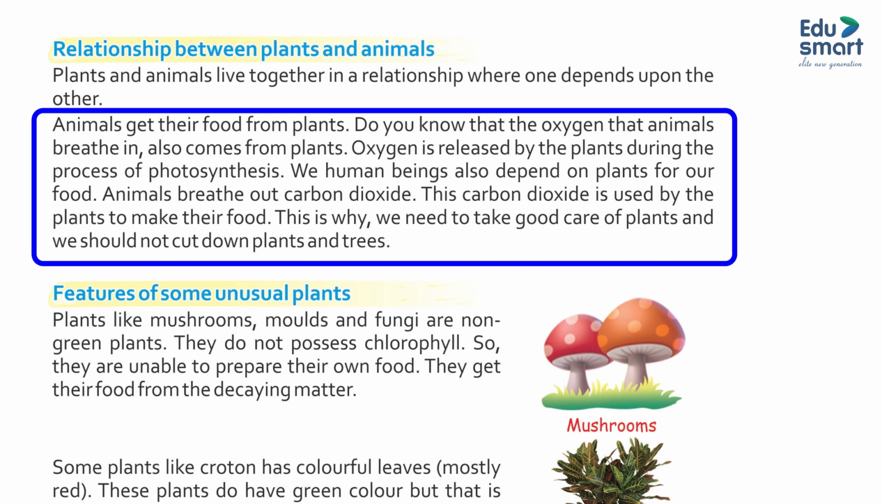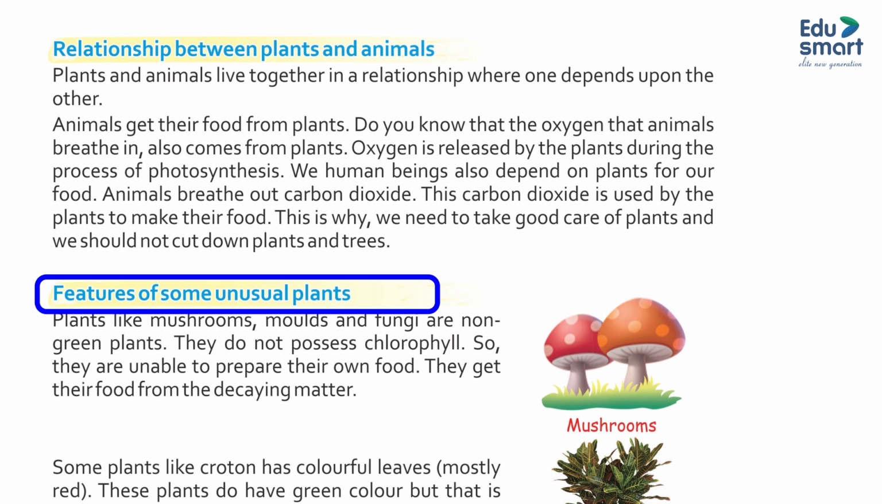We human beings also depend on plants for our food. Animals breathe out carbon dioxide. This carbon dioxide is used by the plants to make their food. This is why we need to take good care of plants and we should not cut down plants and trees.